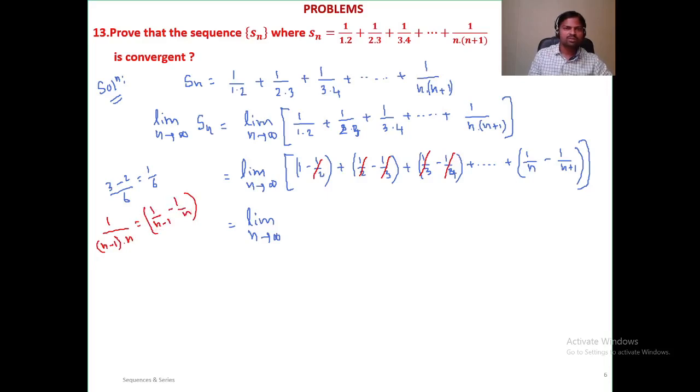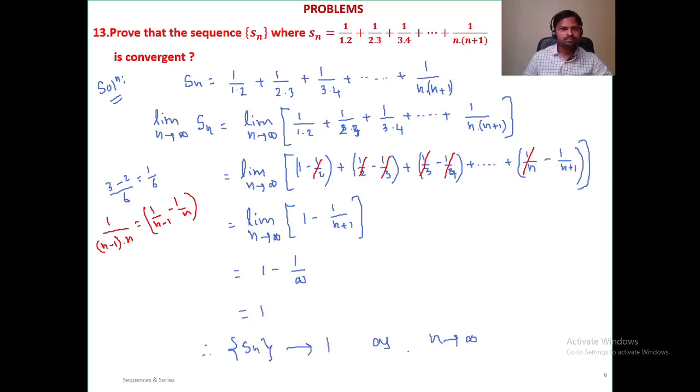So likewise, this minus 1 by n will be cancelled out with this plus 1 by n. Each and every term will be cancelled out. So the first term and last term will be left. So therefore this will be first term 1 minus last term 1 by n plus 1. Now you apply the limit, you will get 1 minus 1 by infinity. So therefore you will get 1. Therefore the given sequence Sn converges to 1 as n tends to infinity. So the given sequence converges to 1.